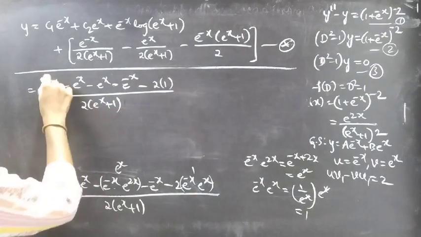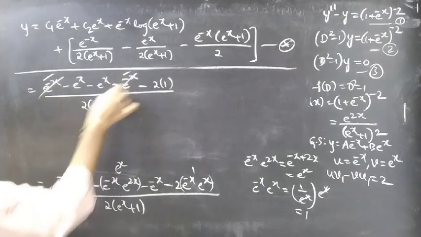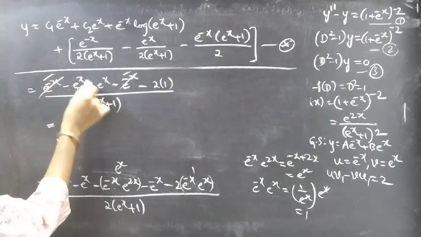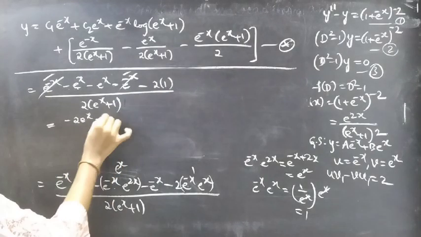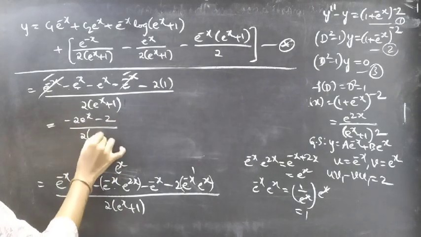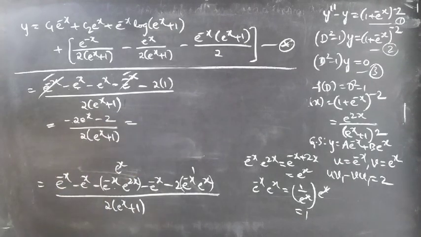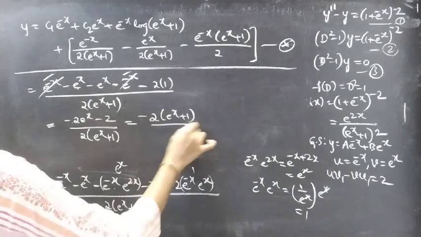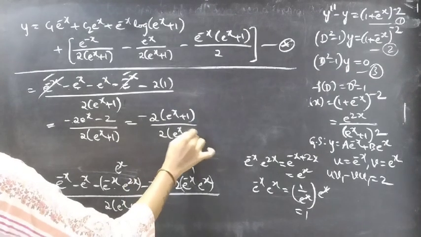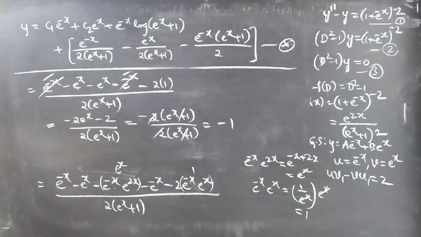So here plus e^(-x) and minus e^(-x) gets cancelled. Minus e^x minus e^x is minus 2e^x, minus 2 into 1 is minus 2, by 2(e^x + 1). Just take minus 2 common from the numerator, you'll get minus 2(e^x + 1). The denominator remains the same. Here 2 and (e^x + 1) get cancelled from the numerator and denominator as well. From this you'll get minus 1.